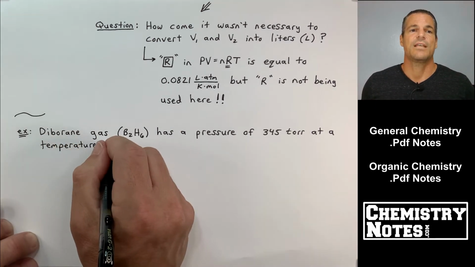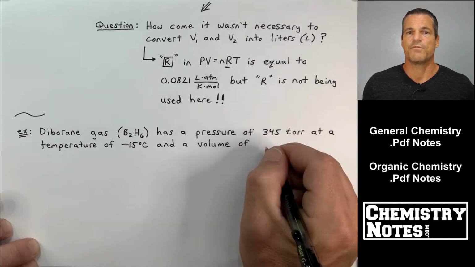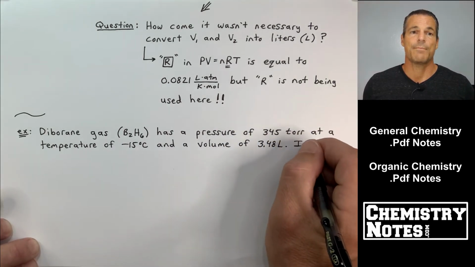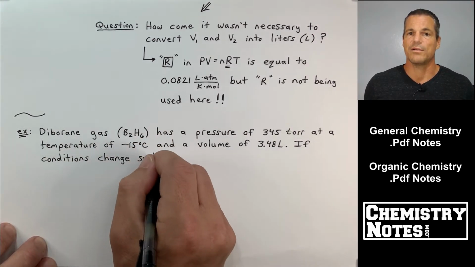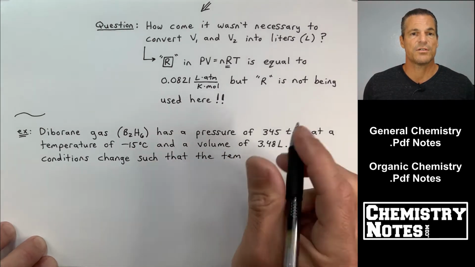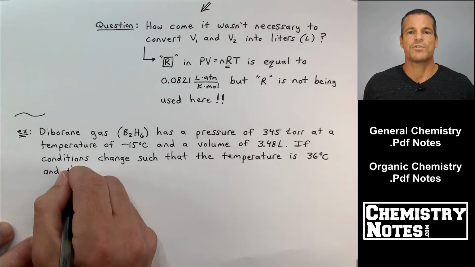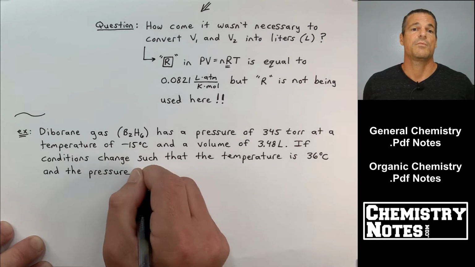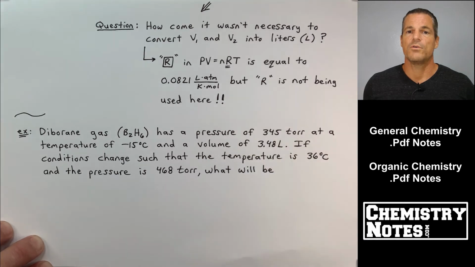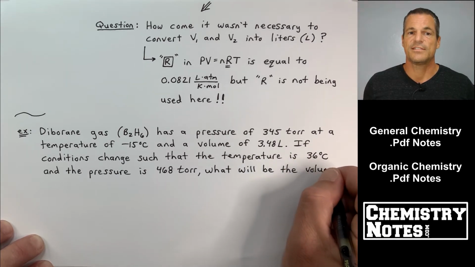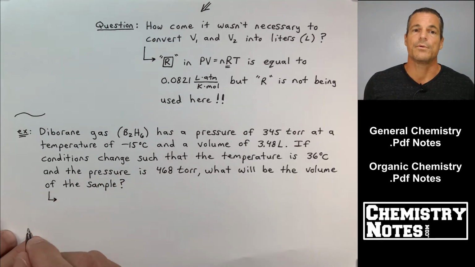All right, next example. Diborane gas, B2H6, has a pressure of 345 torr at a temperature of minus 15 Celsius and a volume of 3.48 liters. If conditions change, see that phrase? If conditions change such that the temperature is 36 degrees Celsius and the pressure is 468 torr, what will be the volume of the sample gas?